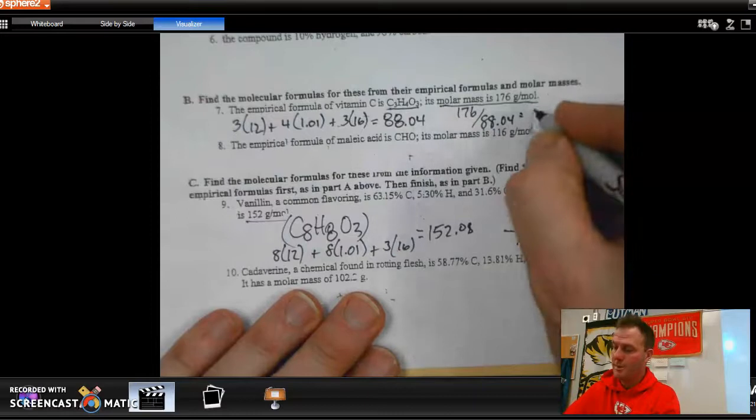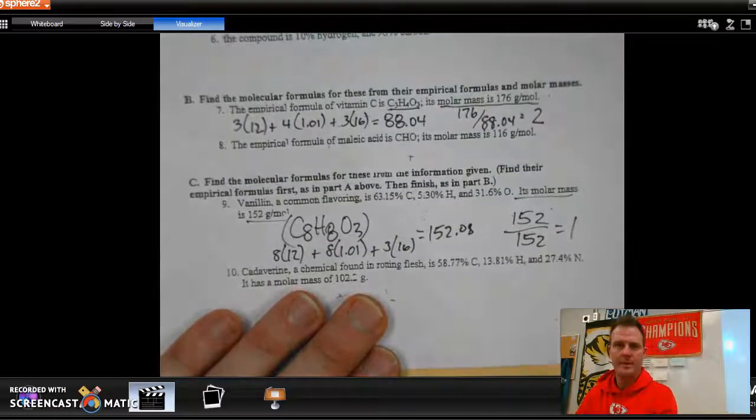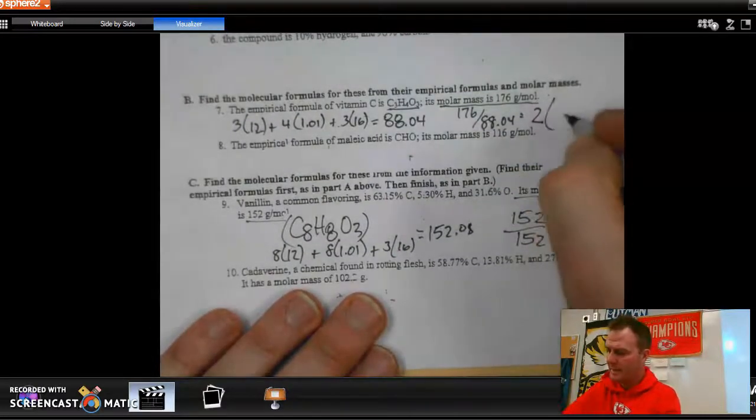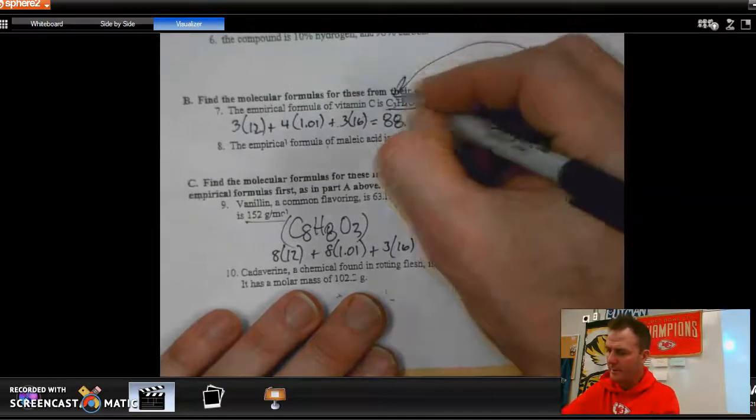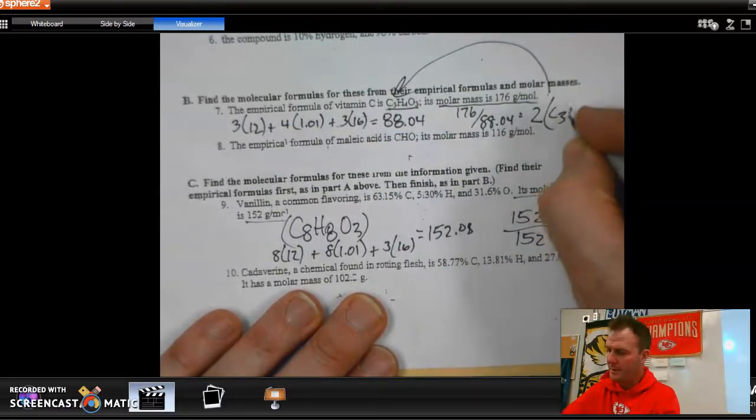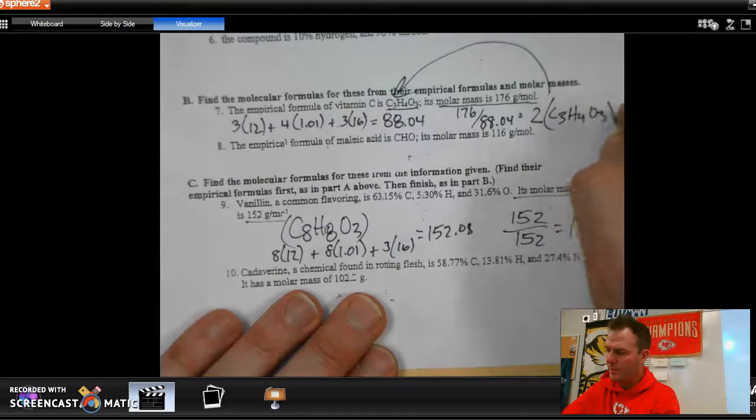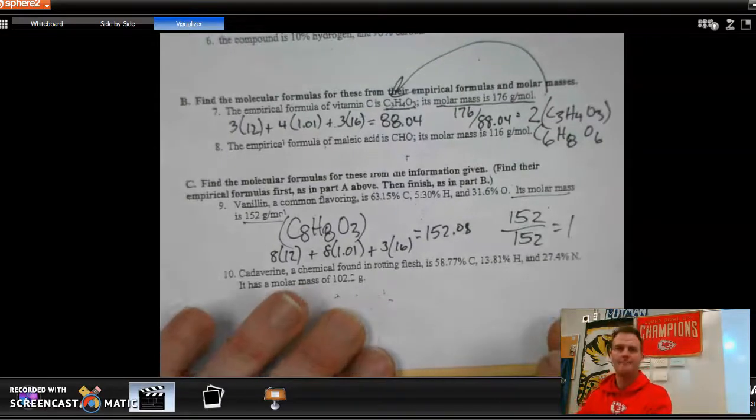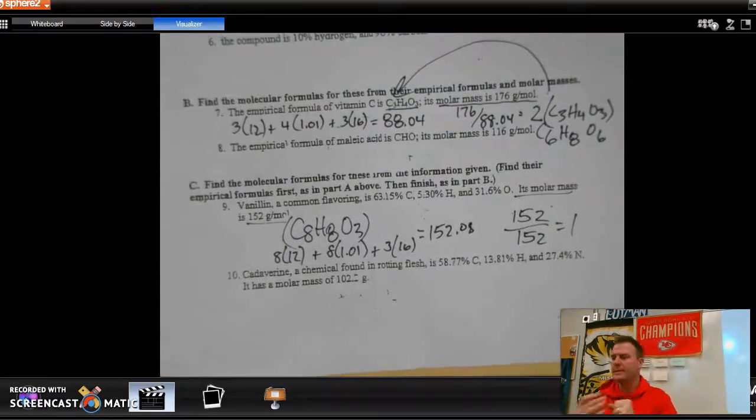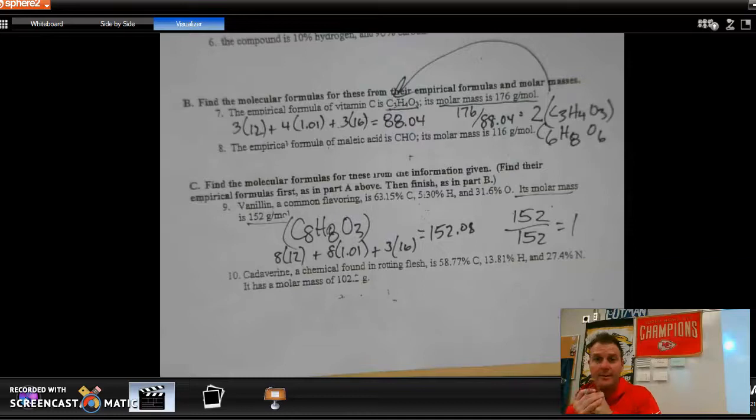The multiplier is going to be 2. Okay, 2. So you're going to take 2 times your empirical formula, which is C3H4O3. So you're going to have C6H8O6. Okay, so that is how you do molecular formulas.